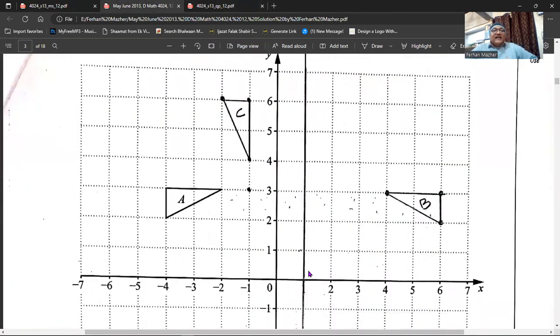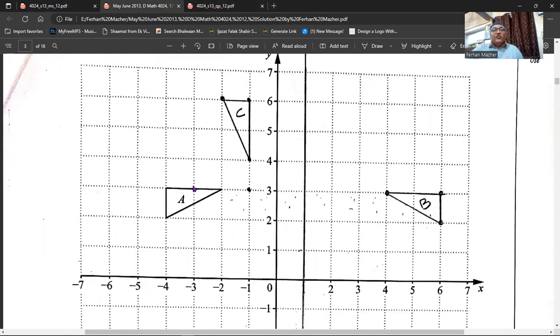Okay, so this is that line, x equals 1, and this is the figure A, and we want to reflect it. It has 3 vertices, 1, 2, 3. This vertex is 1, 2, 3, 3 points to the left of the line. So its image will be 3 points to the right. This will be its image.